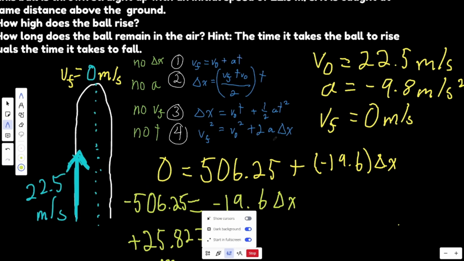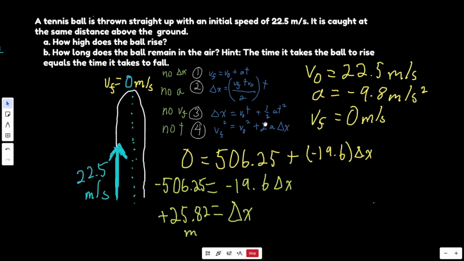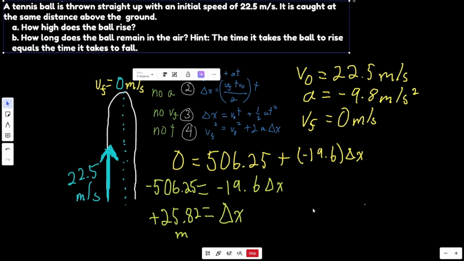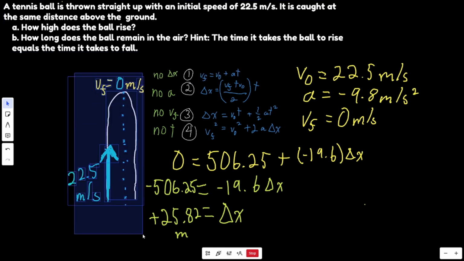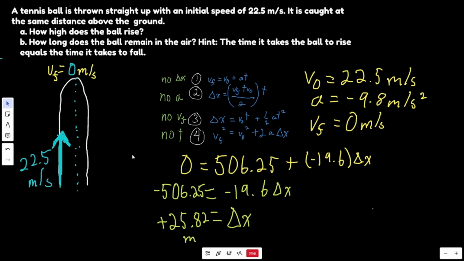Now from here, where do we go now? We can go on to part B of the question. However, of course, since it's physics, we need to use the correct amount of significant figures. Based on the given, we're given only 3 significant figures, so we're going to round off to 25.8 meters, sorry.